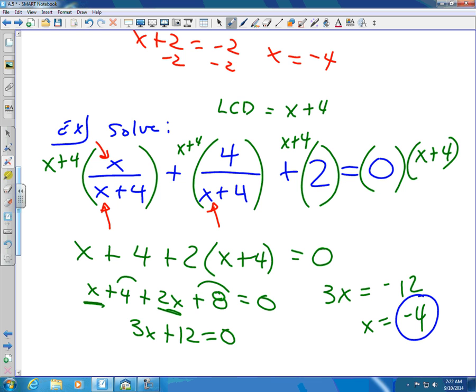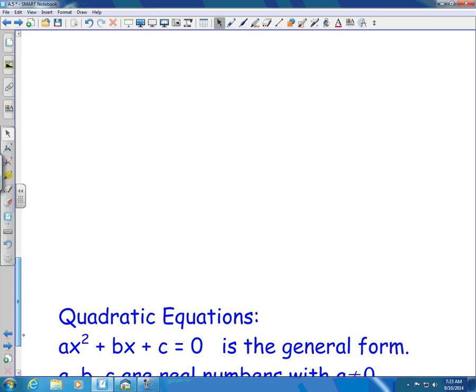Do you see a problem with this? Well, sure. If we plug in negative 4 wherever we see an x, we're going to end up with 0 in the denominator. So this answer is called an extraneous solution, meaning that negative 4 will solve this equation here, but it doesn't solve the original equation. So you always want to check your work, especially in this section.